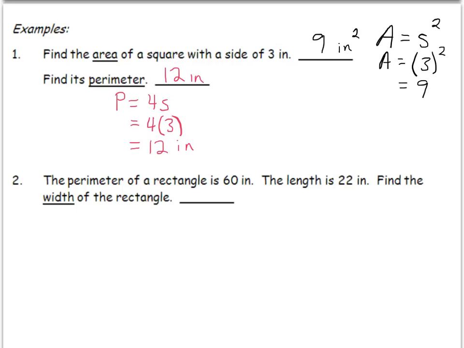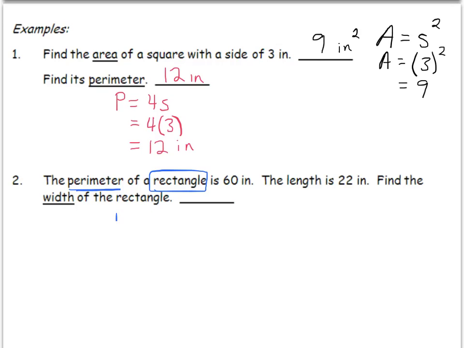It says the perimeter of a rectangle is 60 inches. You should have noticed right off the bat that we're talking about a rectangle, and we're giving you the perimeter. The length then is 22. We want to find the width of the rectangle.